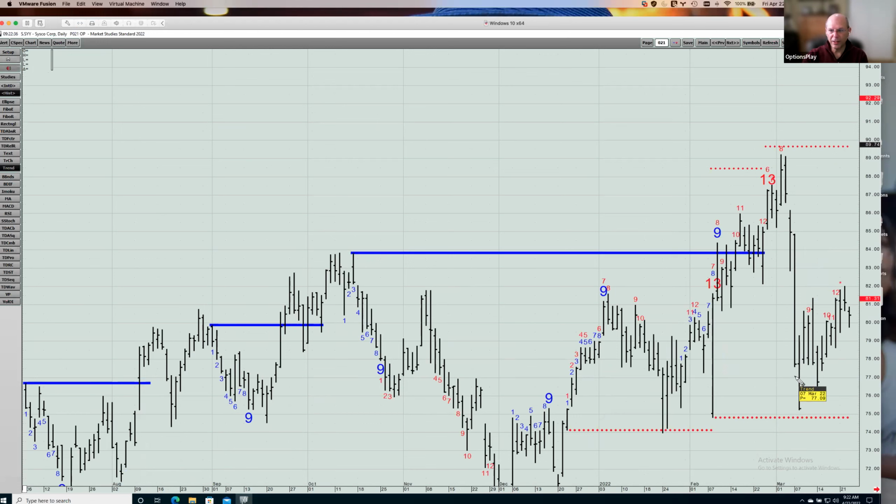So if you stopped yourself out on a closing basis, you paid 87 to get in, and you're selling out at 77 and change. That's a huge drawdown in a very short amount of time after what looked to be a standard breakout. And again, how do you determine risk here?